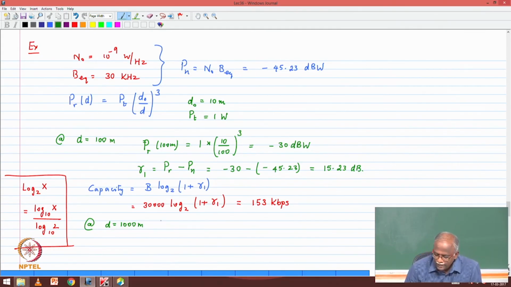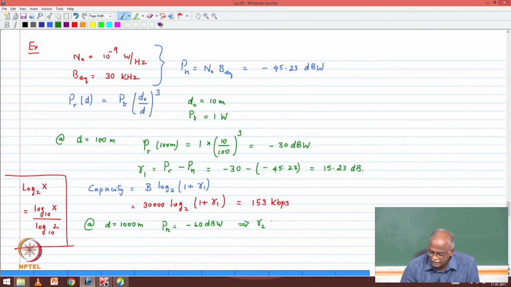So what you will find is that the received signal power is now less. It turns out to be minus 60 dBW. So which means my new SNR, let me call that gamma 2, comes out to be minus 14.77 dB. It's actually negative now. So this new position is not a good one at all for me from a transmission point of view, but did the channel Shannon's capacity also indicate that?